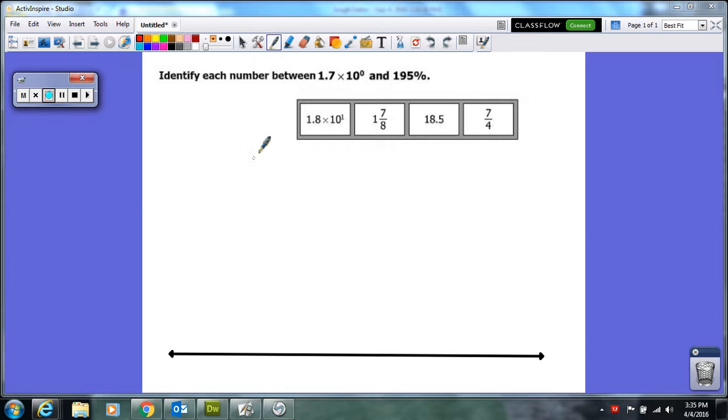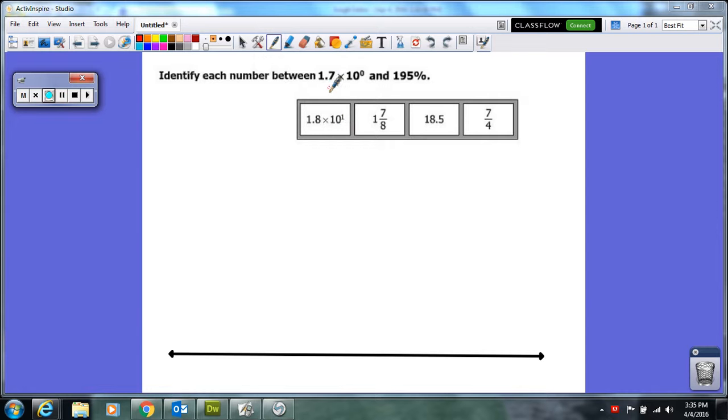All right, this question asks us to identify each number that lies between 1.7 times 10 to the 0 and 195%. And by saying each number, there may be more than one of these that lie between there. So once we find one, we can't just give up.